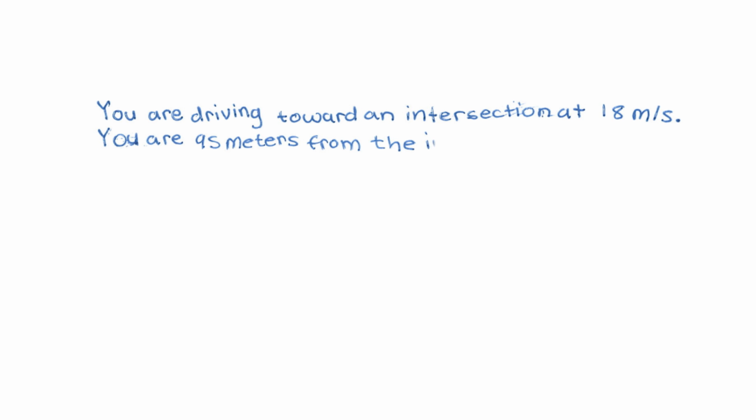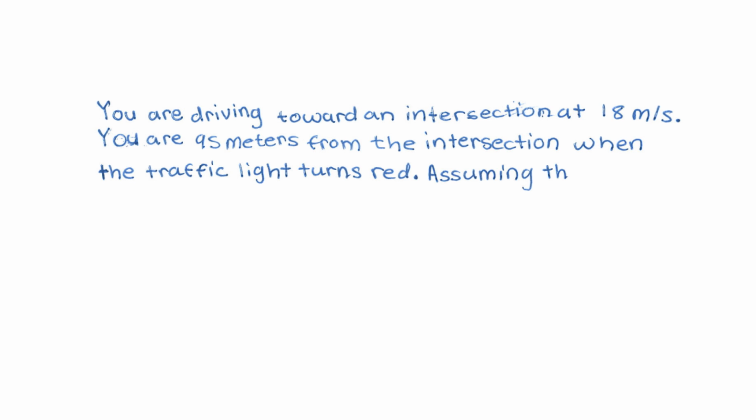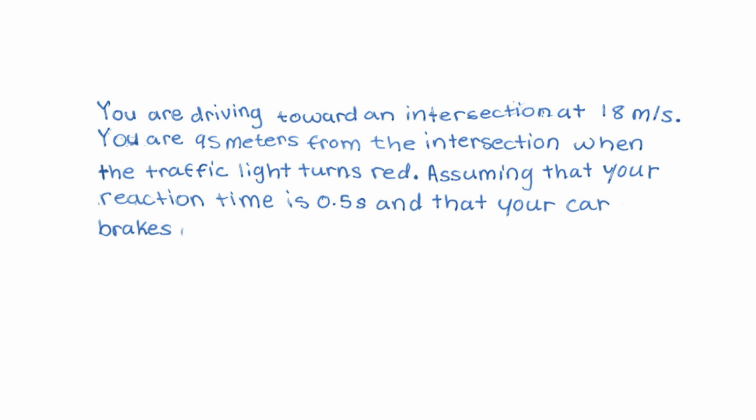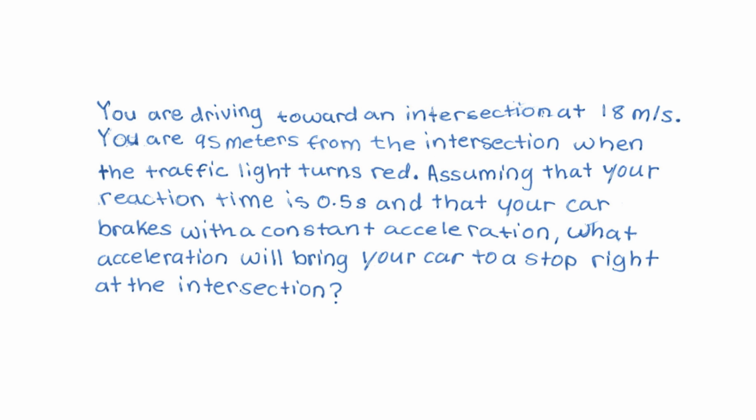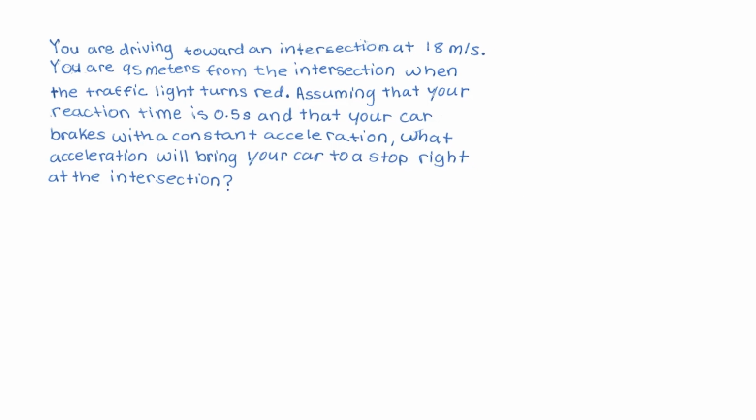You are driving towards an intersection at 18 meters per second. You are 95 meters from the intersection when the traffic light turns red. Assuming that your reaction time is half a second and that your car brakes with a constant acceleration, what acceleration will bring your car to a stop right at the intersection? That sounds like a long problem, but I think we can figure it out.